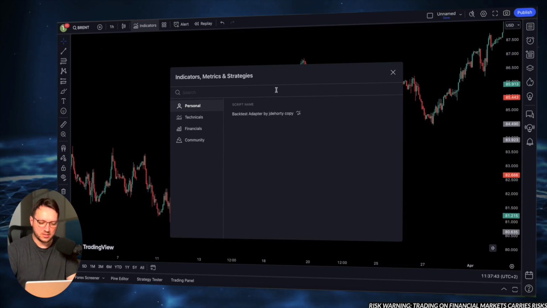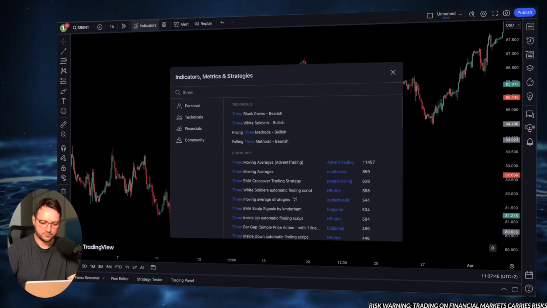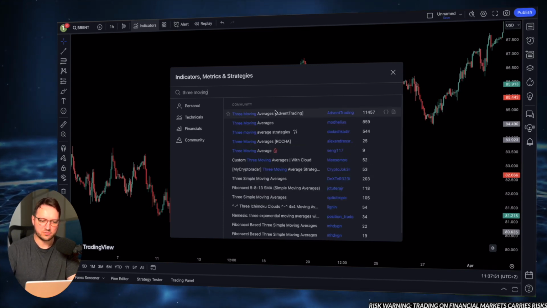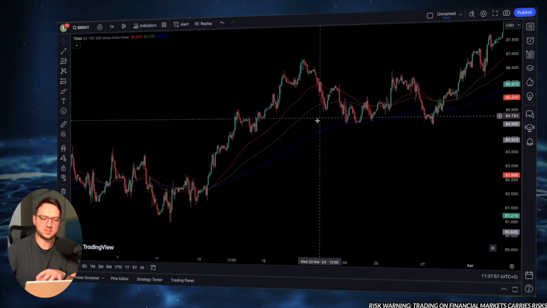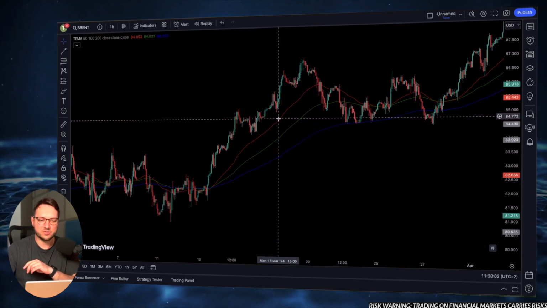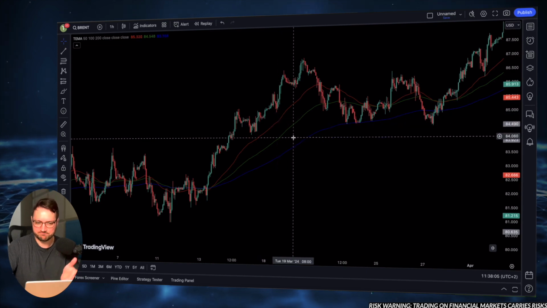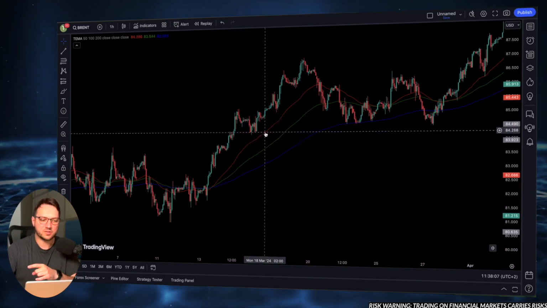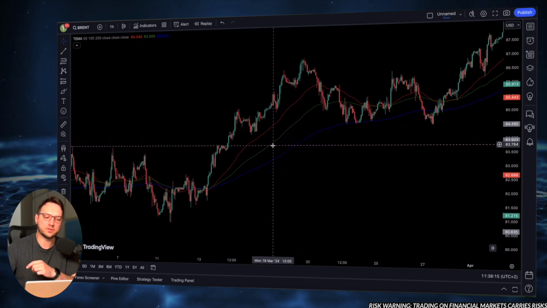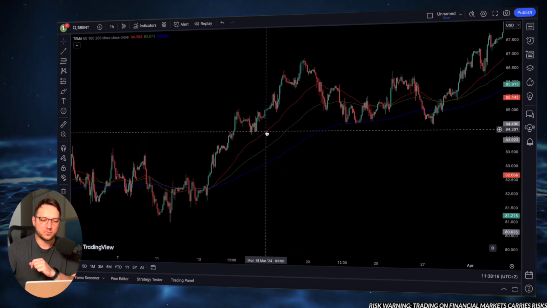So first one is 3 moving averages. I think the best ones are by the username Advent Trading, because they are already straight out of the box, we could say, ready to go. So these 3 moving averages you can add separately by yourself, but here is a quick convenient way. Those moving averages are analyzing periods as follows: 50, 100 and 200. So they have a different, we could say, speed of the market analysis. And that's the first ingredient.